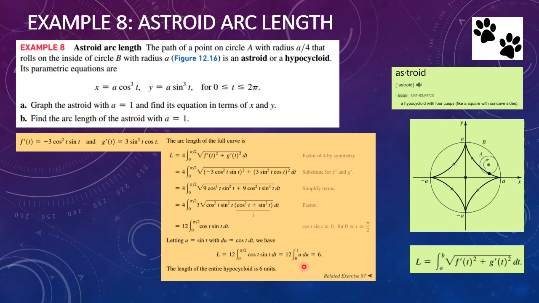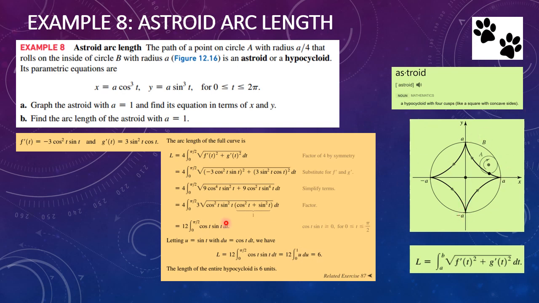And then when we evaluate this, you get what? 1/2 u squared, from 0 to 1. So you get 1/2 over 1, which is 1/2, and 12 times 1/2 is 6. So the length of the entire hypocycloid or asteroid is equal to 6.